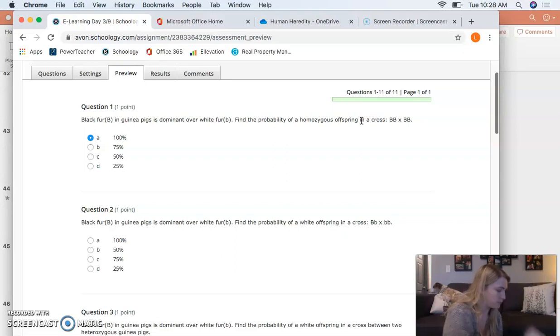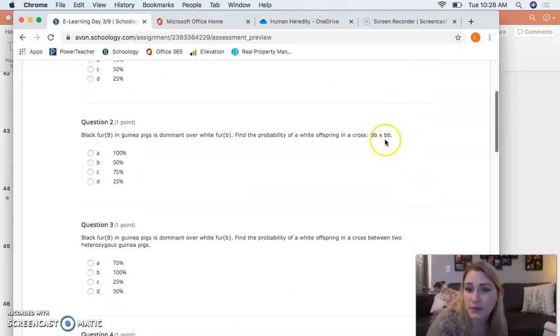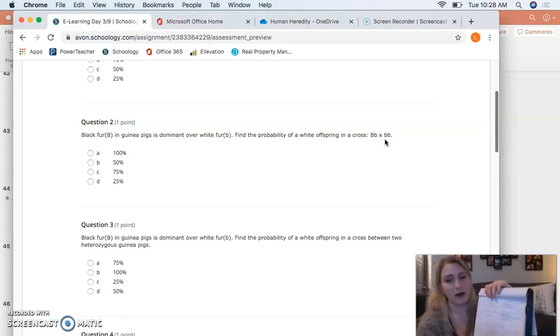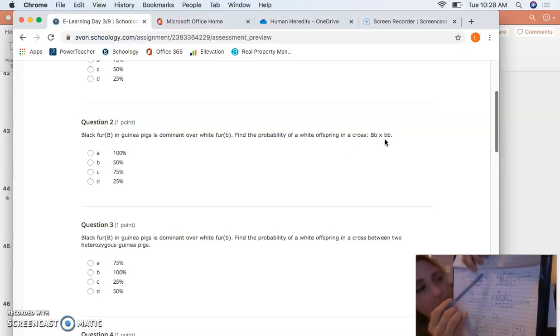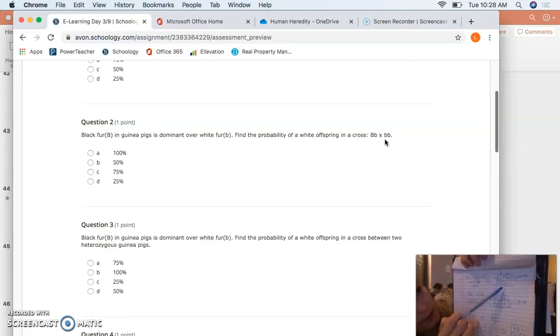Question 2. Black fur in guinea pigs is dominant over white fur. So the probability of a heterozygous crossed with a homozygous recessive. Heterozygous, I'm going to put those alleles up top, and then I'm going to put the homozygous recessive over here. We bring these down, fill them in. Only 25% of them happen to be homozygous recessive. In other words, white, only half of them. So the white offspring is the key term here. We're looking for the white offspring. How many of them? And that's going to be 50%.